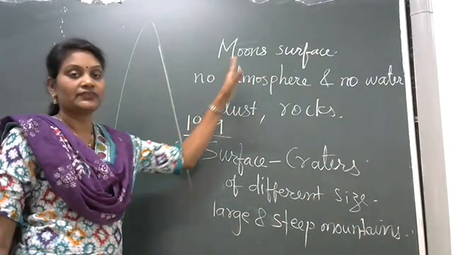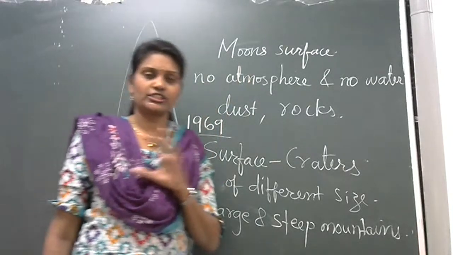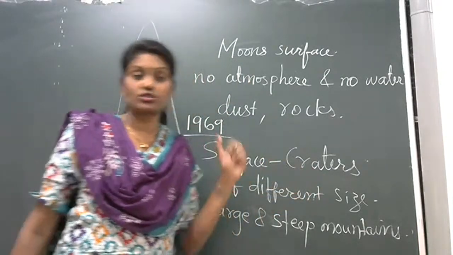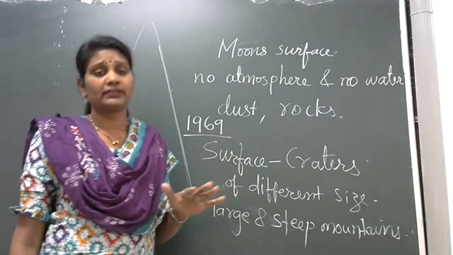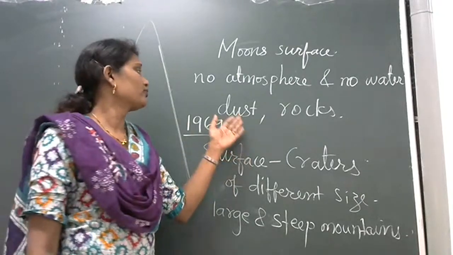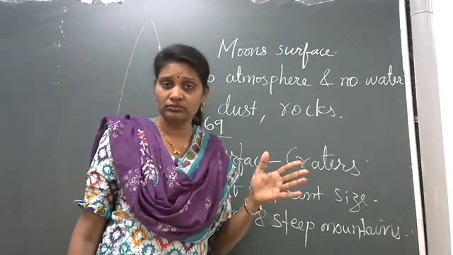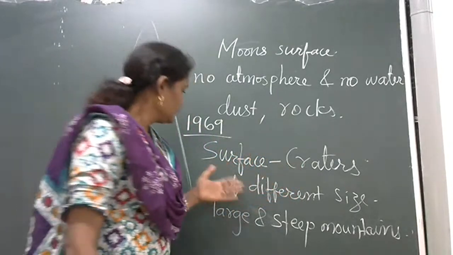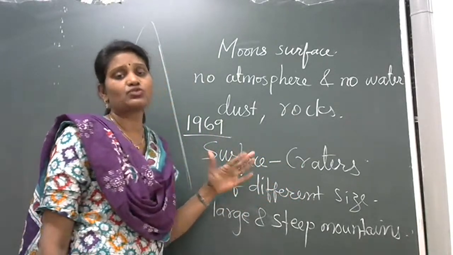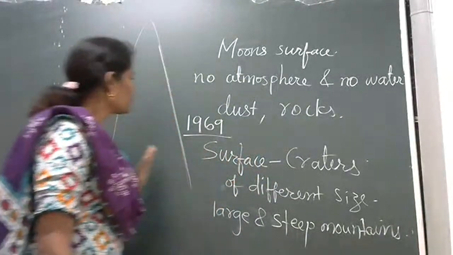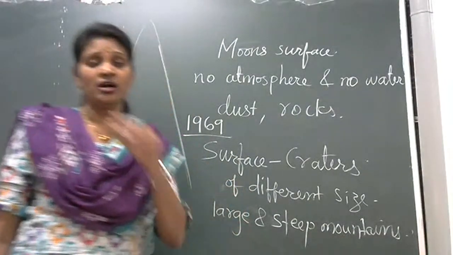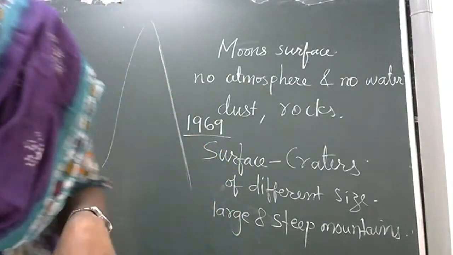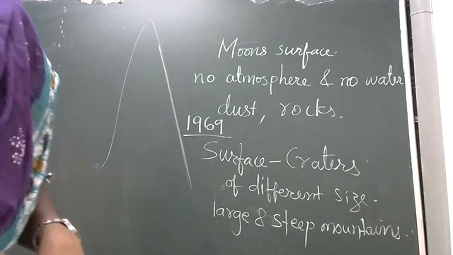So this is all about the moon. You can see here the surface of the moon is not so plain. It is having so many craters, some big and some small. The moon is made up of dust and rock. The surface is having so many craters and it is also covered by steep and large mountains. Now next, about the stars.